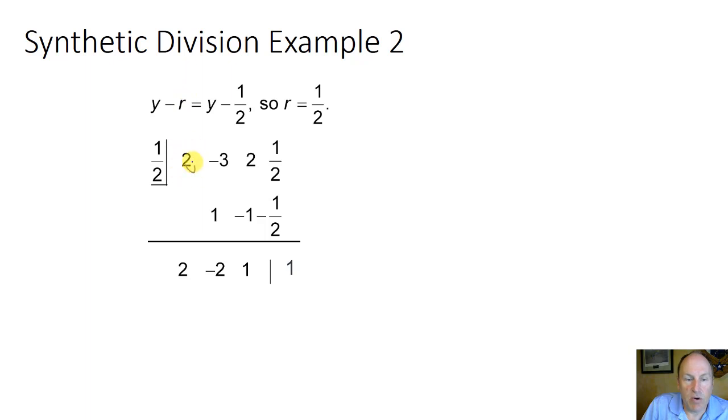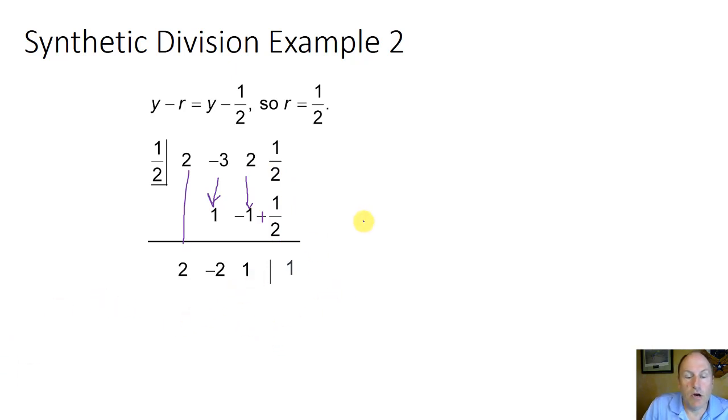The y to the third power, so this is the y to the third power. This is the y to the second power, y to the first power, and the constant term. So r equals 1/2. We're going to bring down the 2. 1/2 times 2 is 1. Negative 3 plus 1 gives us negative 2. 1/2 times negative 2 is negative 1. 2 plus negative 1 is 1. 1/2 times 1 is positive 1/2. And then 1/2 plus 1/2 is equal to 1.